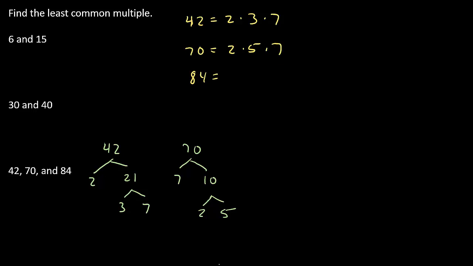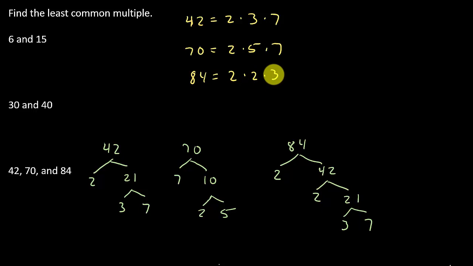All right. Now let's look at the 84. Well, this one, that's 2 times, let's see, what is that, 42? Okay. And then this would be what, 2 times 21, and then 3 times 7. So 84 would be 2 times 2 times 3 times 7. So the least common multiple, all right, so we look at each different factor.